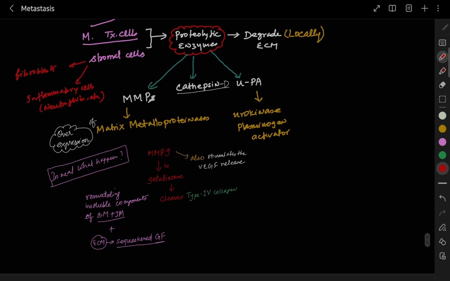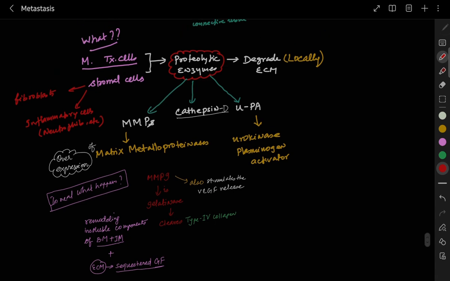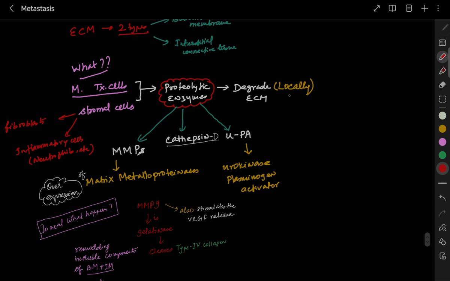We took an example where the remodeling of the insoluble components is happening, and there is also a release of one growth factor, a sequestered growth factor. For example, we took MMP9, a gelatinase that also cleaves type 4 collagen, but at the same time it is stimulating the VEGF release, right? And the uPA is nothing but the urokinase plasminogen activator.